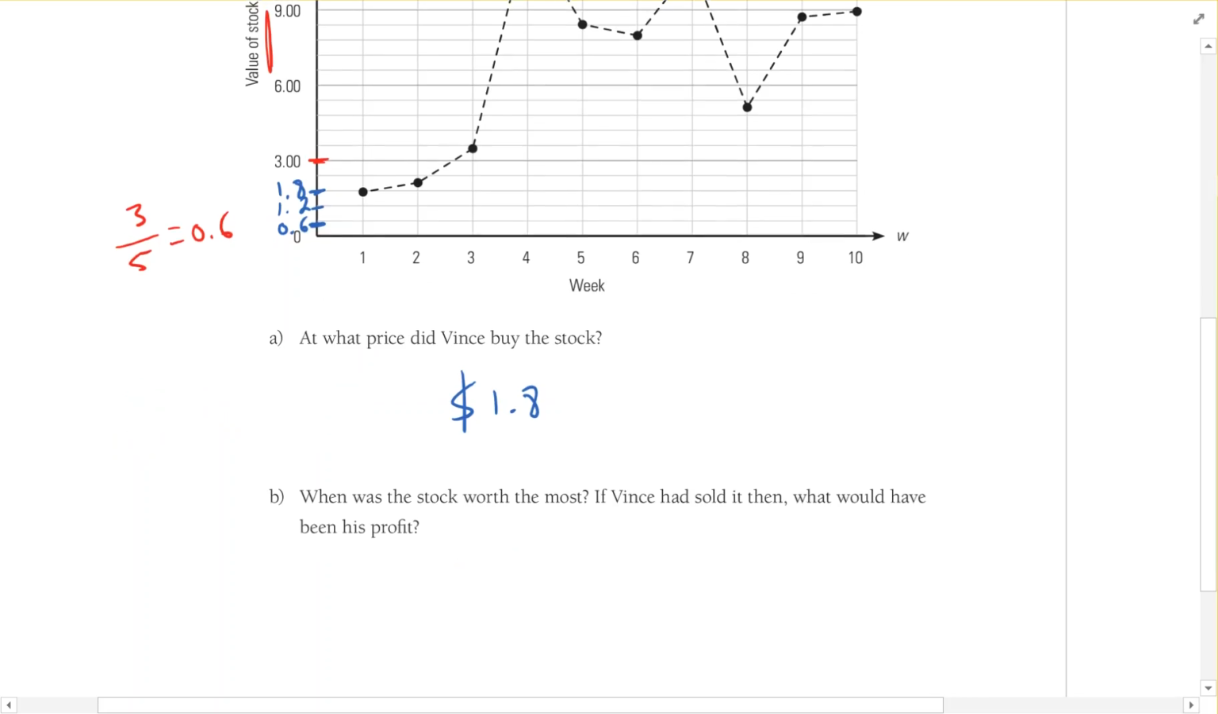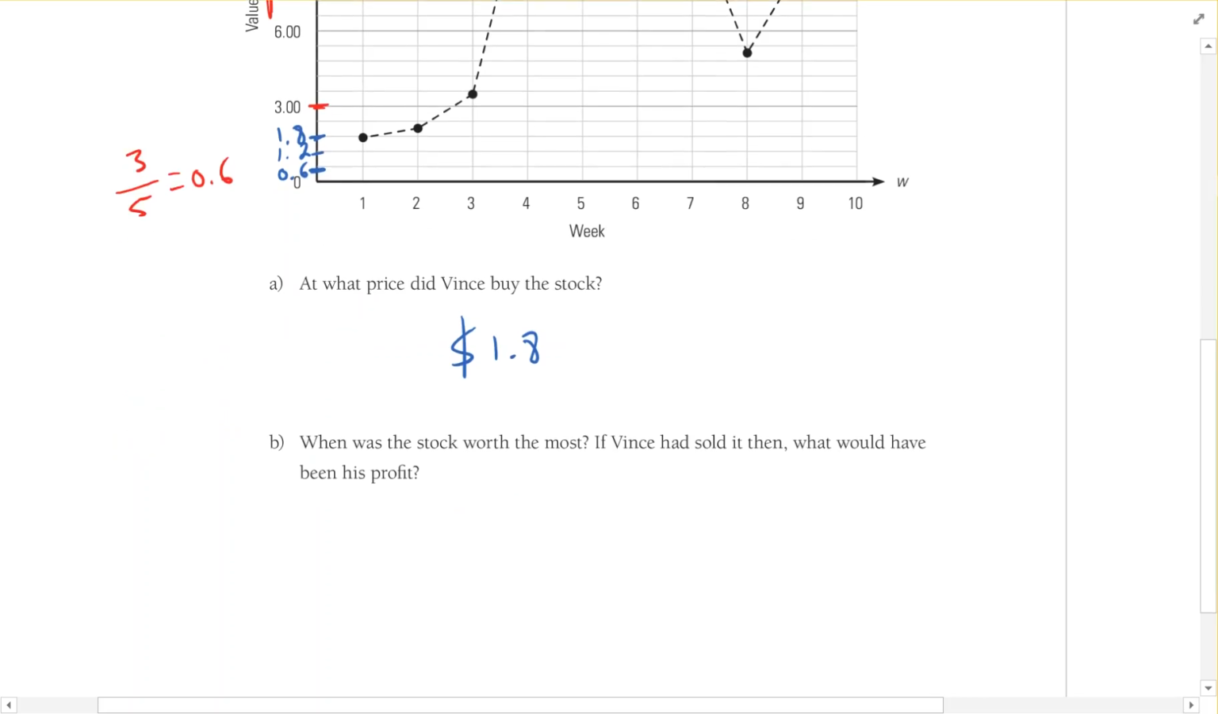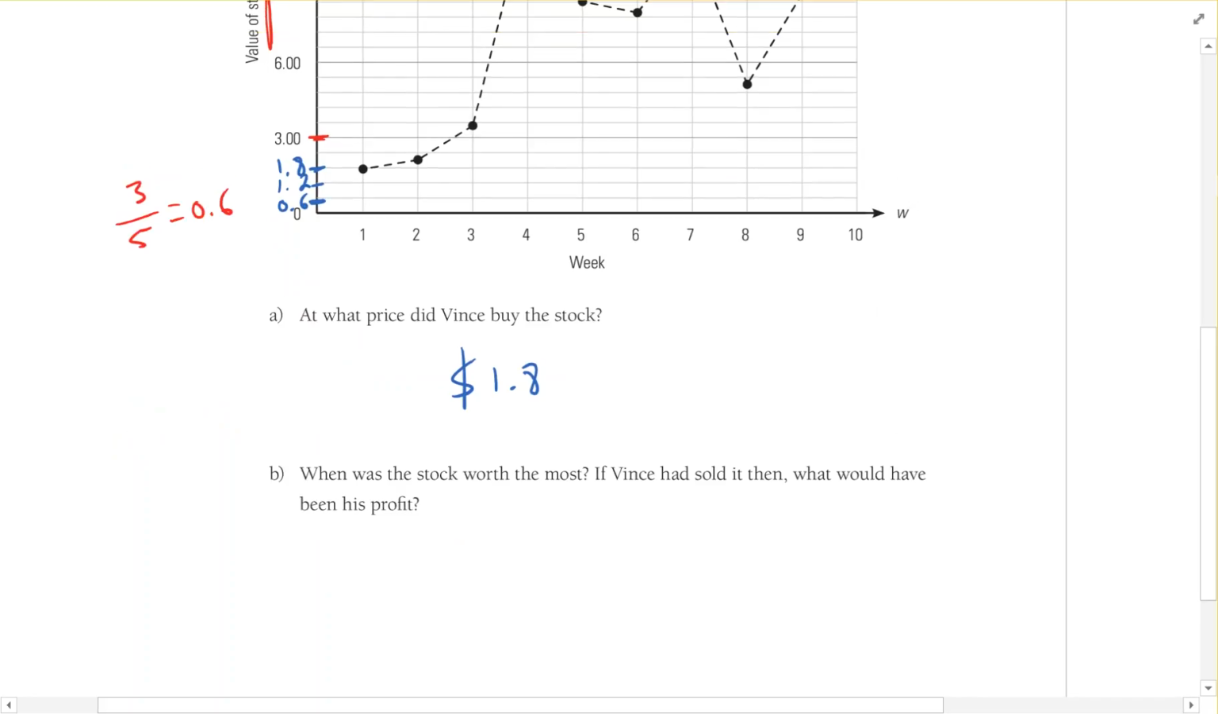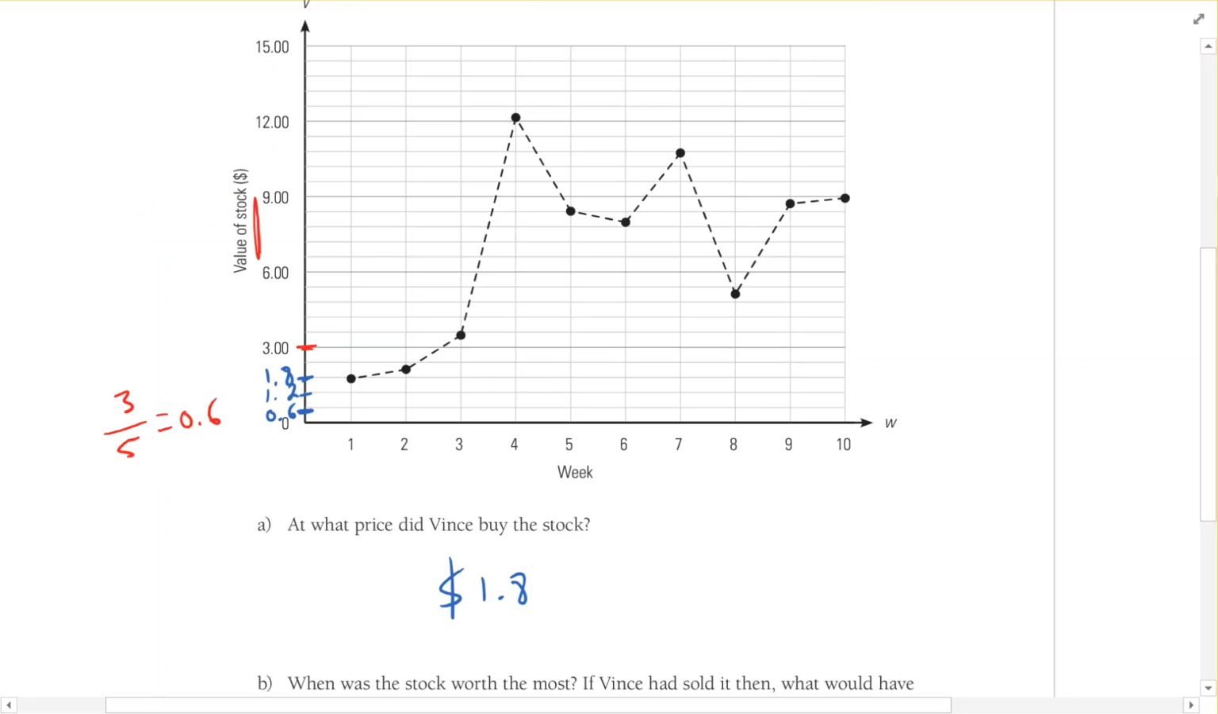All right. When was the stock worth the most? If Vince had sold it then, what would have been his profit? Okay, so for the most, we're just really looking for the biggest point, right? So remember when you're trying to figure out what that number is, if we want to get a good estimate on that, remember each one of these ticks we said is 0.6. So let's figure out what the first tick is there. That first tick would just be, well, 12.